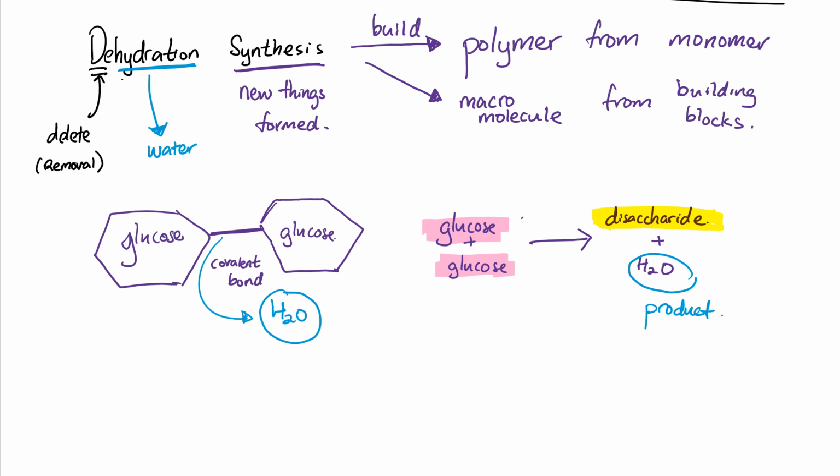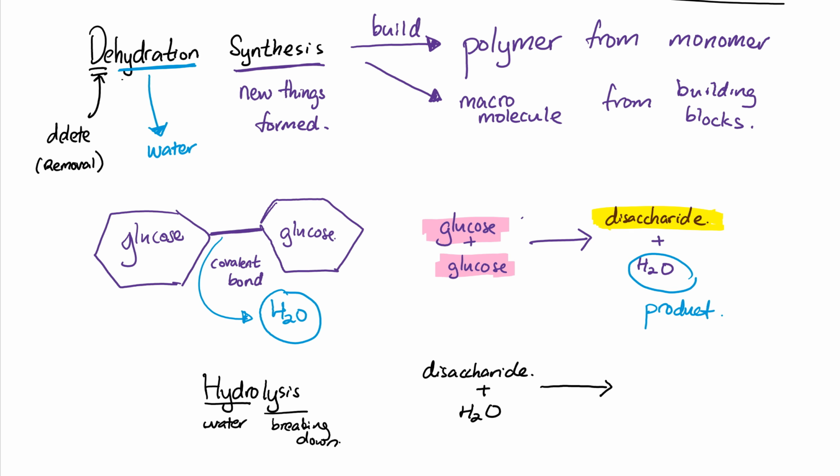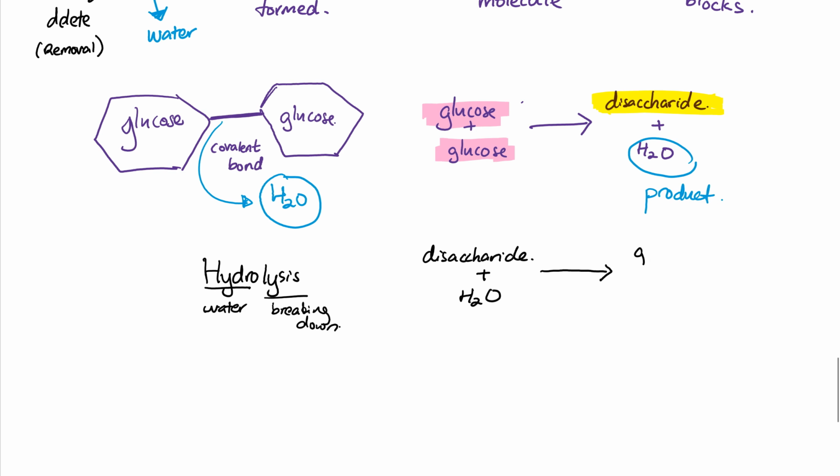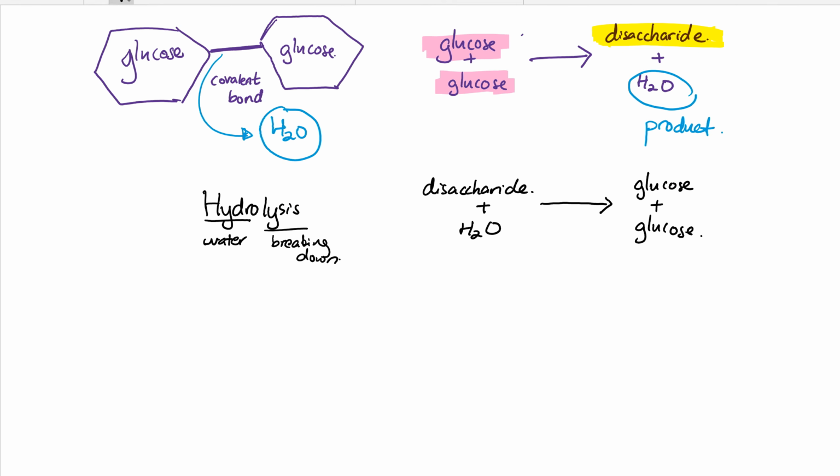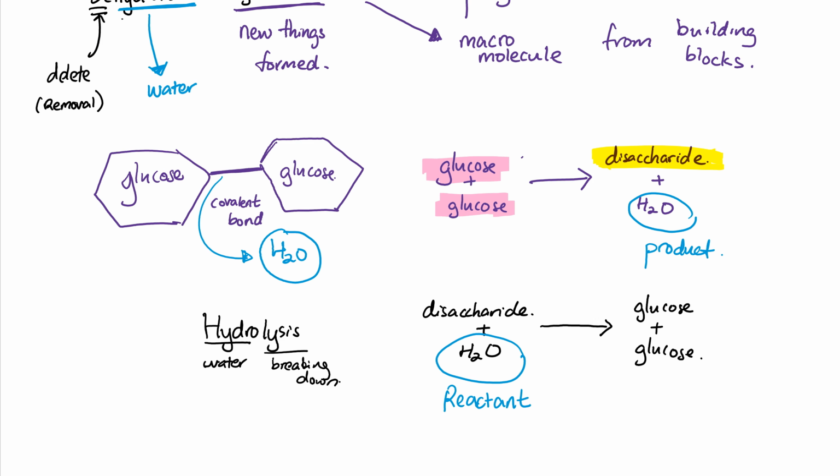So how about hydrolysis? Hydrolysis is basically the reverse of dehydration synthesis. You take something that's very complex and you break it apart using water. Hydro means water and lysis means breaking down. In this case, I'm just going to use disaccharide as an example. I'm going to use water as a reactant, and water is going to attack the bond and break the disaccharide apart. So now glucose and glucose are being separated. In a hydrolysis reaction, water is always your reactant.